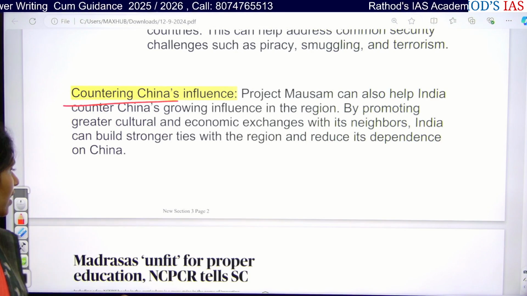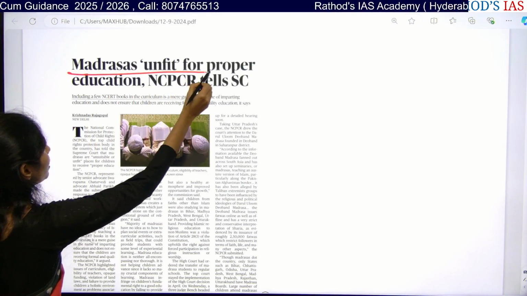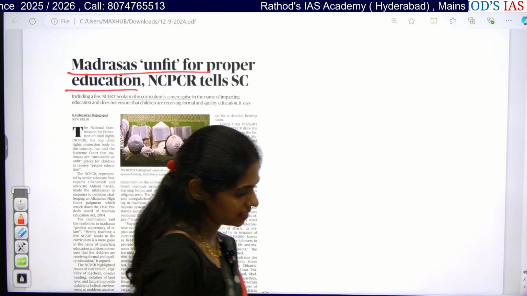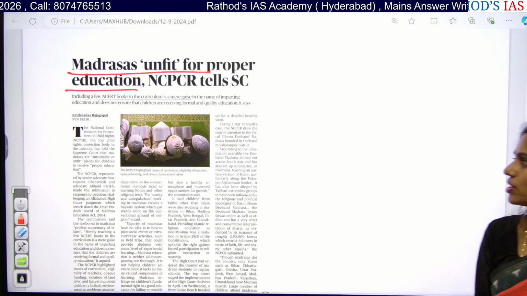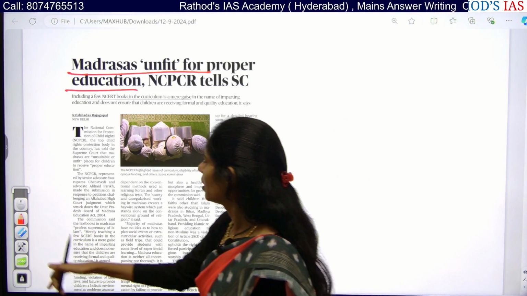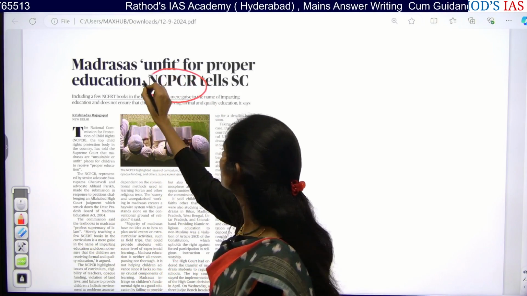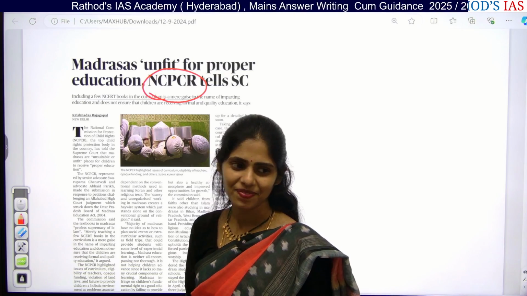Understanding? Okay, so see this article. Madrasas unfit for proper education, NCPCR tells Supreme Court. So tell me, what are the keywords here? Okay, NCPCR is one keyword. Next keyword? Proper education. Next? Yes, madrasas.